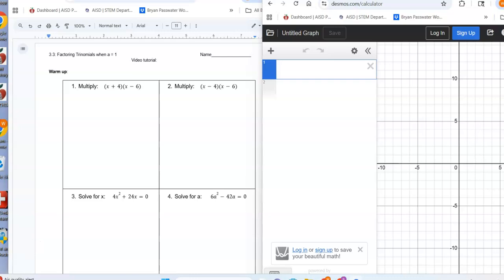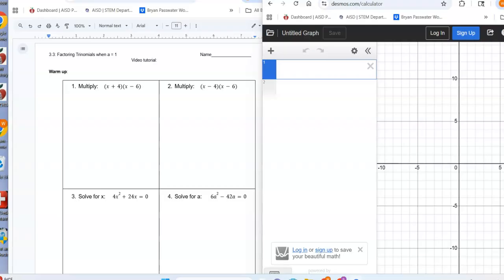Hello. Okay, so welcome to 3.3, factoring trinomials in A is 1. If you were to ask me what's the most important lesson that will get taught in Algebra 2, that is today. That is this lesson. It truly is. So, all right, so warm up, questions 1 and 2 are, can you multiply?